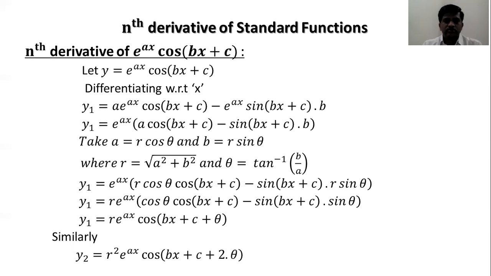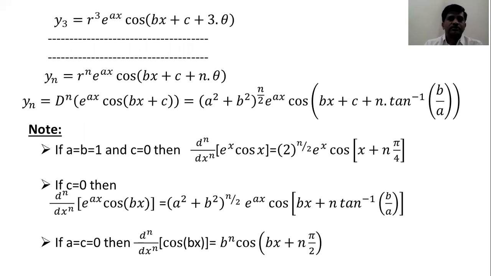Similarly, y2 is equal to r squared into e^(ax) into cos of (bx plus c plus 2 theta). And y3 is equal to r^3 into e^(ax) into cos of (bx plus c plus 3 theta). And so on, to differentiate n times, and yn is equal to r^n into e^(ax) into cos of (bx plus c plus n theta). So now let us substitute r and theta value here.